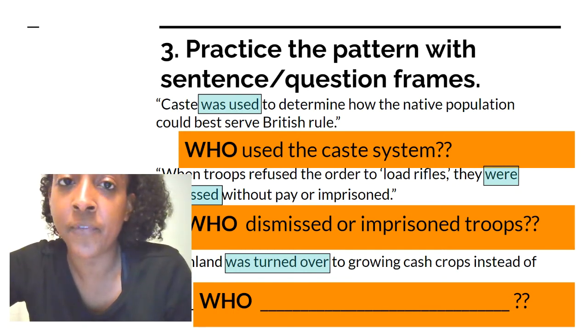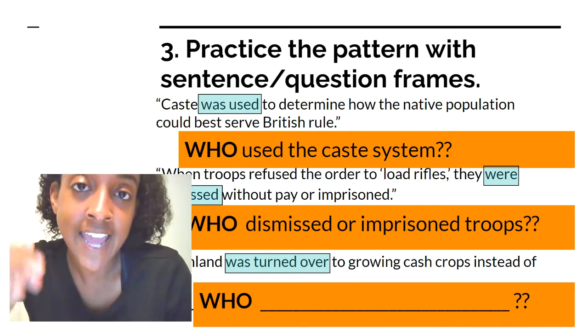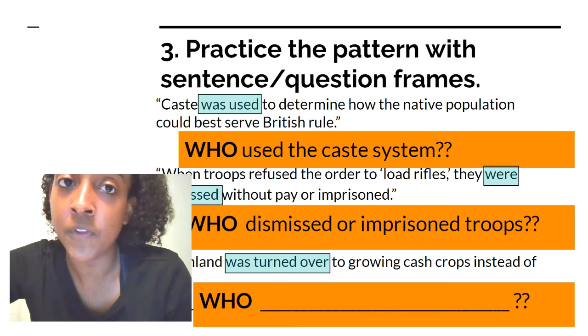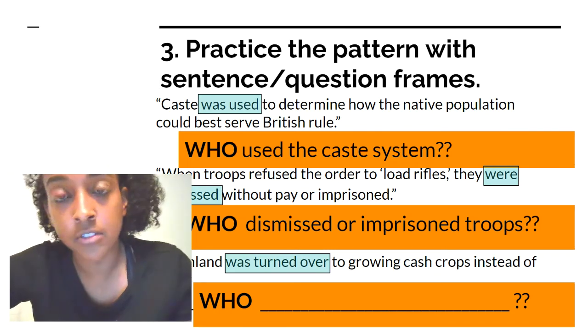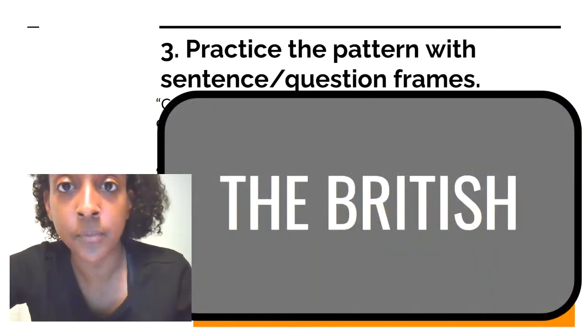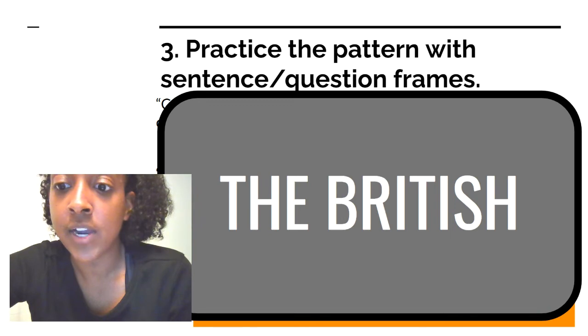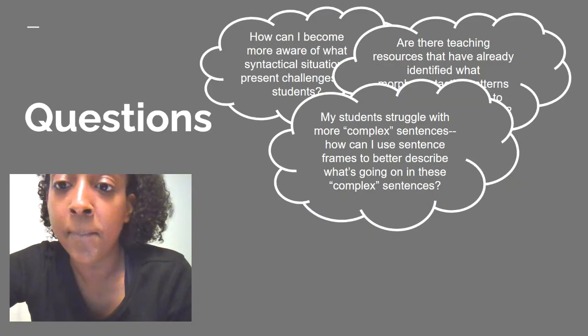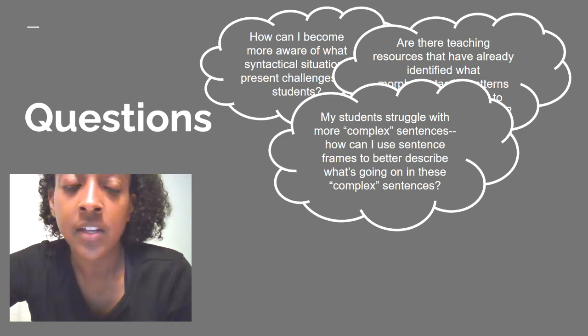So I hope that this type of close investigation of the syntax within their text can help them to understand that there is bias embedded within their textbook. Of course, the answer to all three of these questions, who did these things? Of course, it was the British. So this is just one technique that I might try using to help students with their comprehension in reading by paying close attention to the syntax.